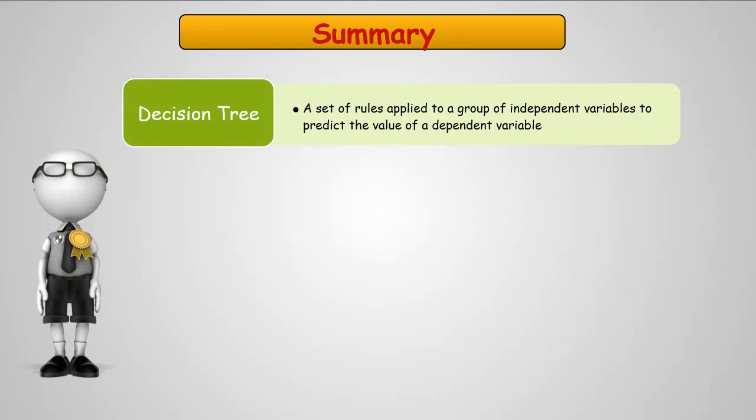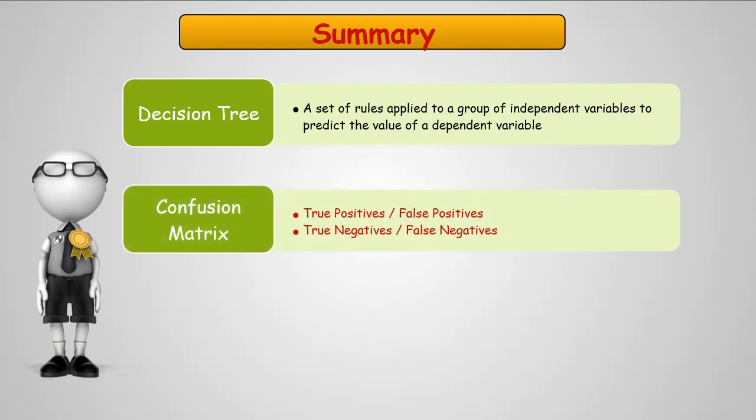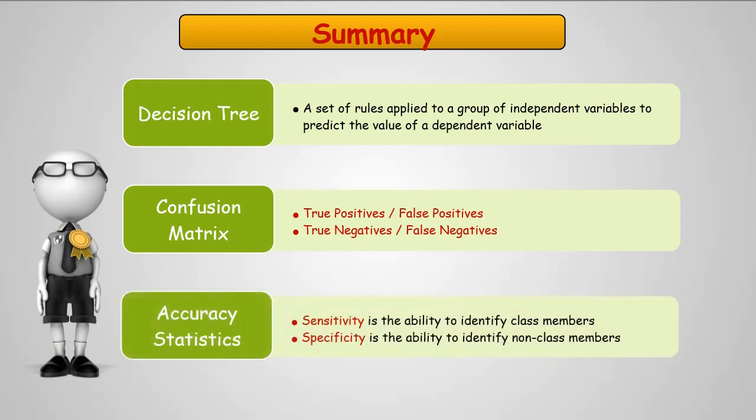So, quick chapter summary. A decision tree is a set of rules applied to a group of independent variables to predict the outcome of a dependent variable. The principal output is the confusion matrix, which shows us true positives and false positives, and true negatives and false negatives. The accuracy statistics for measuring it, while accuracy is important, sensitivity and specificity are more important. Sensitivity being the ability to detect who is in a class, and specificity is the ability to detect who's not in a class.